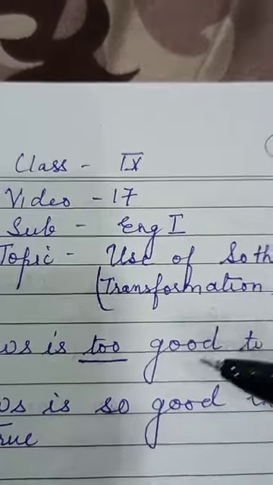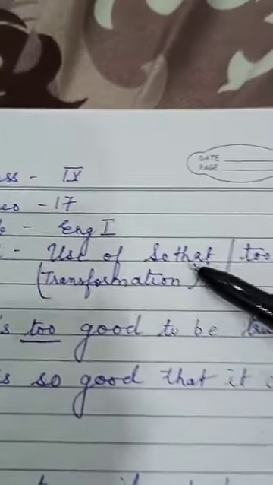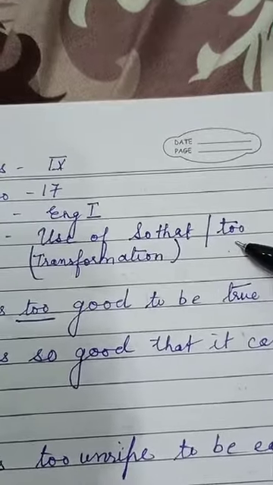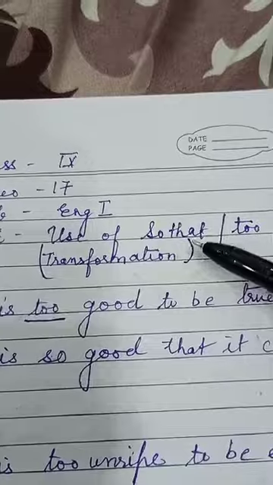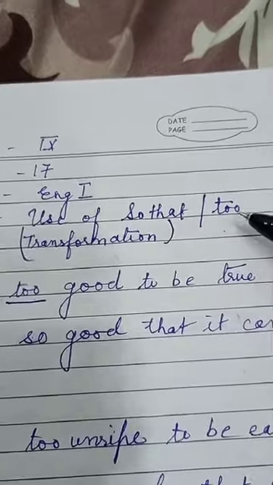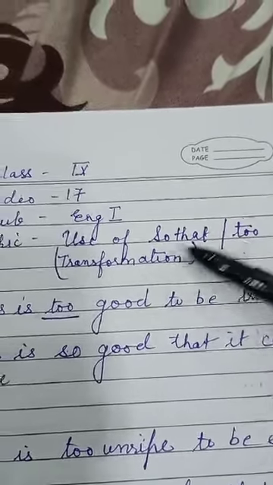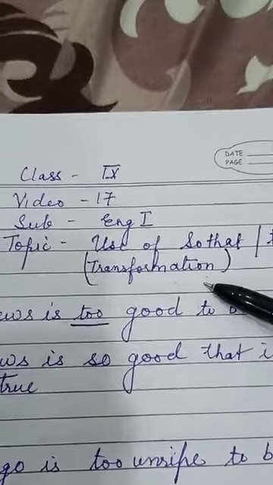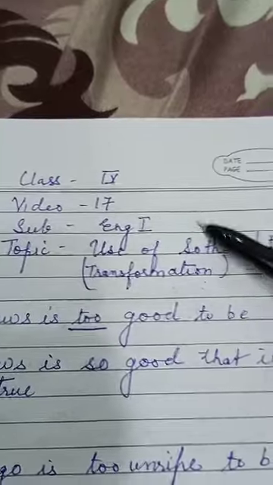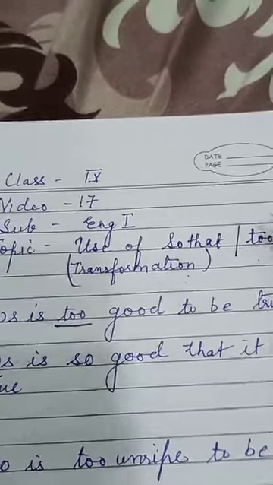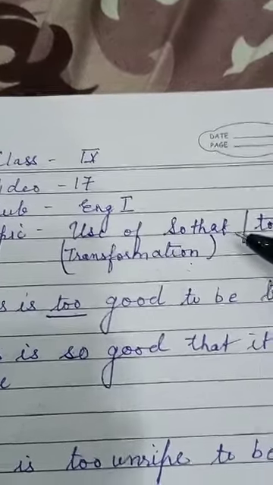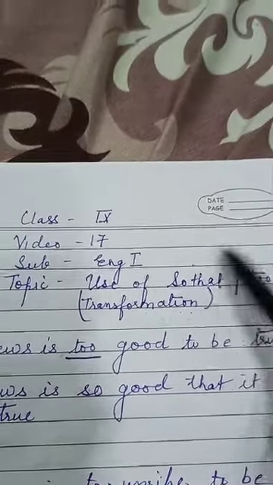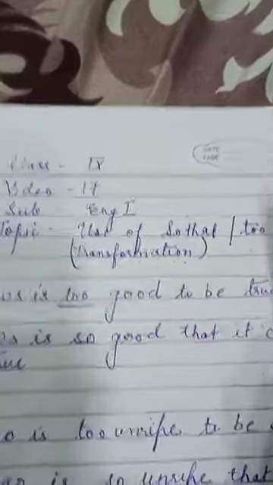Now, children, let me start with the next topic called how to use "so that" and "too". Often in the exam, you will find these examples. The examiner may ask you to change "so that" into "too" or "too" into "so that". It is a part of transformation. Transformation is a process in which we change one structure into another structure without changing its meaning. Again, I'm telling you, beta, in transformation, we change one sentence into another sentence without changing its meaning.